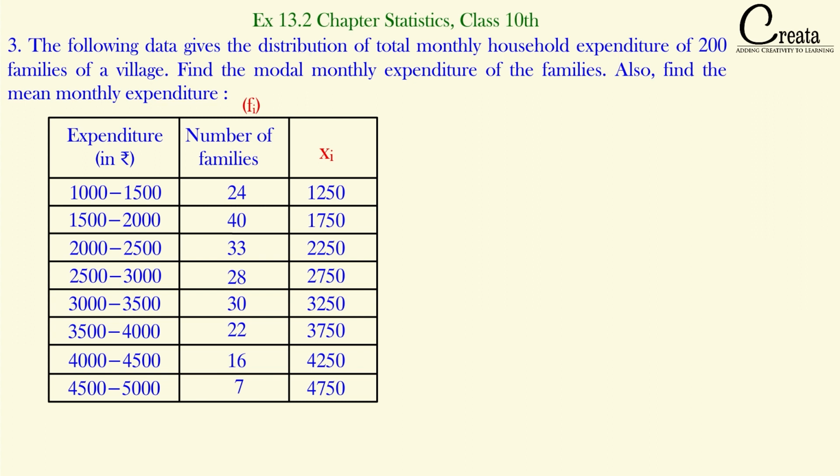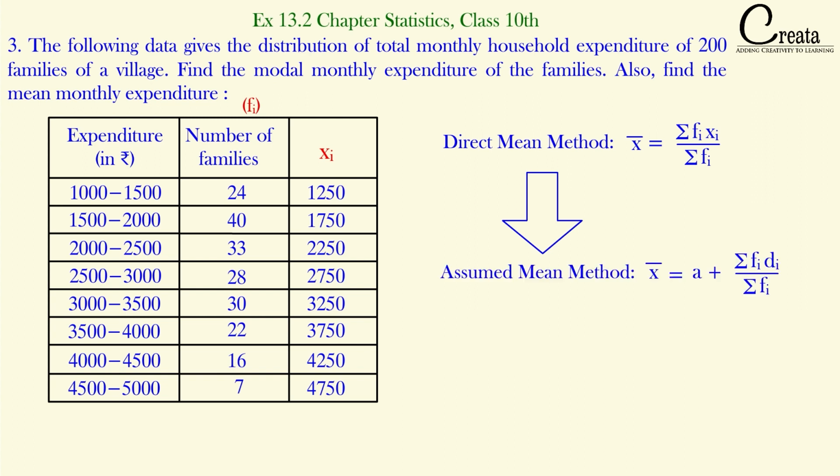Now we have two options, either to go with the direct method in which we calculate fi into xi, or we can go to the next method, that is the assumed mean method. And how do we decide which method to go with? It depends on the simplicity of the calculation. If we apply the direct mean method, we have to multiply fi into xi and the calculation will become tough. So to avoid the tough calculation, we will go with the assumed mean method.